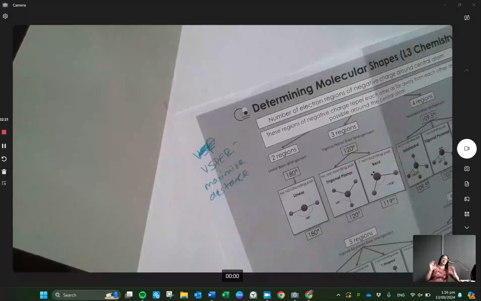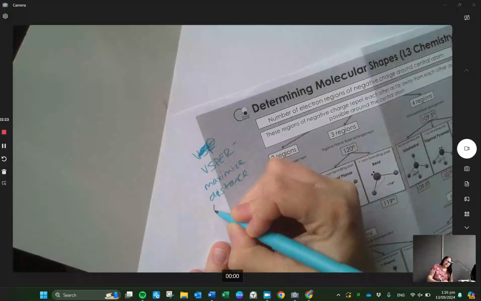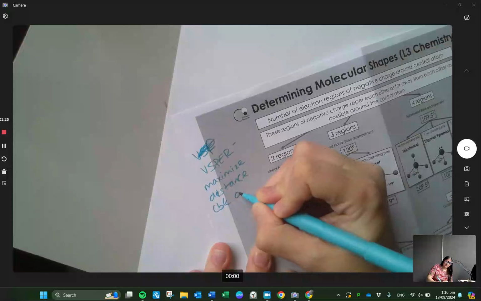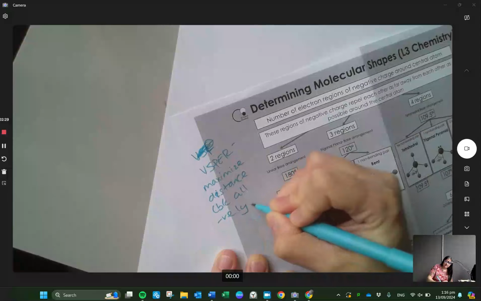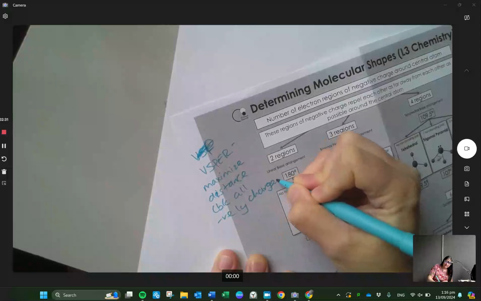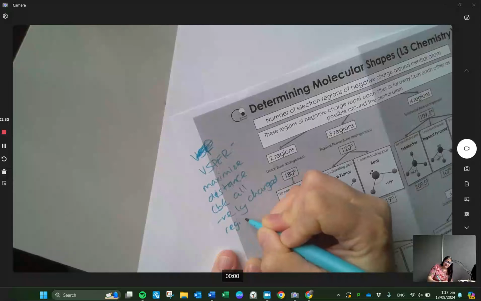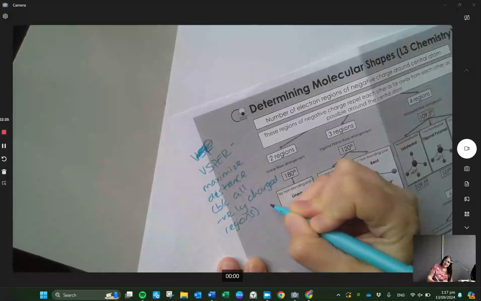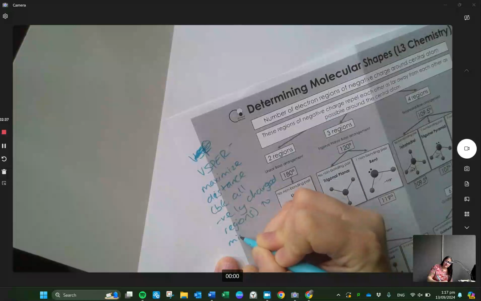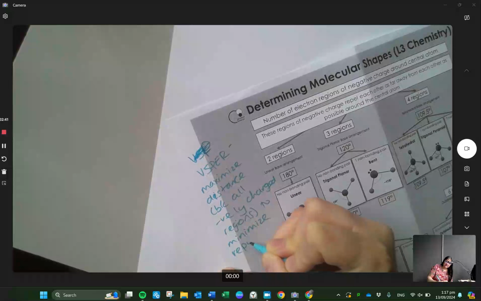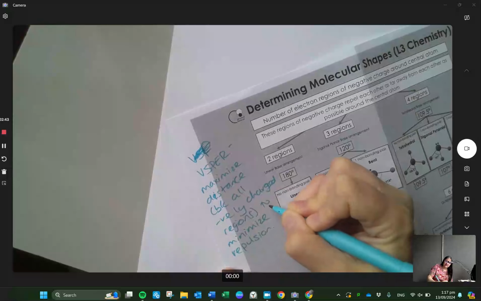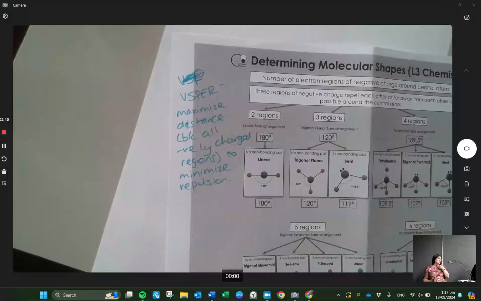Okay, so we want to maximize distance because they're all negative charge regions, to minimize repulsion. So I'm writing that down. I'll scan it just so you guys have that as well. So just as a nice little reminder.